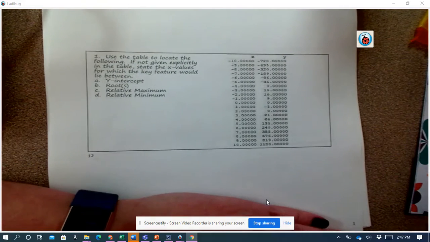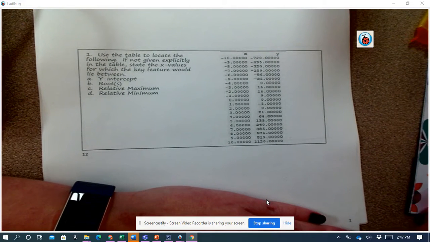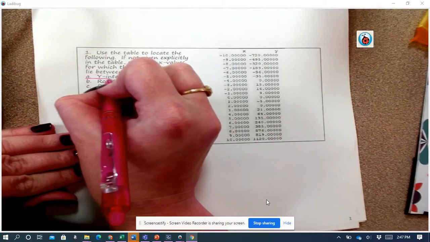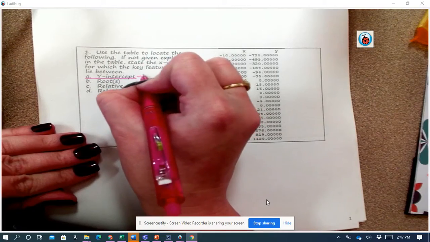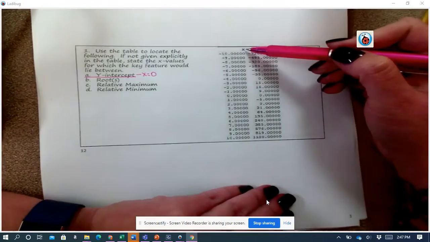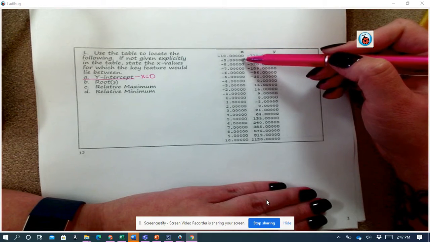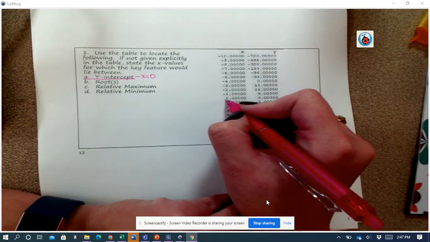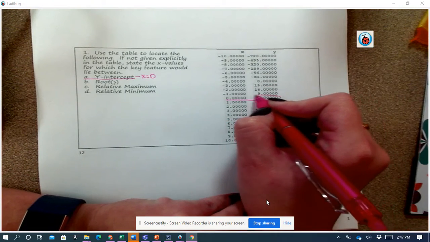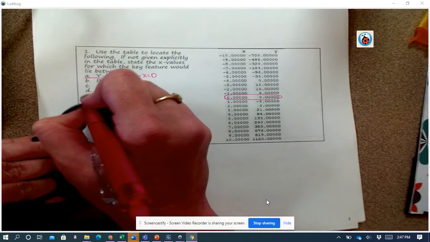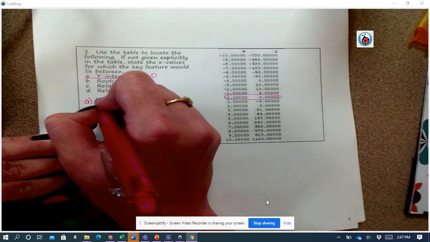Now, as we move on to tables, they're all going to be done the same way. We're not going to look for anything too fancy. So we're going to look for the y-intercept first. That's when x equals 0 in your table. So we're going to look down the x column. Here's when x is 0. So that would be your y-intercept. So A would be (0, 0).